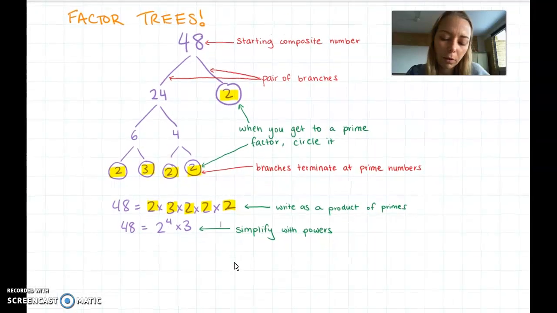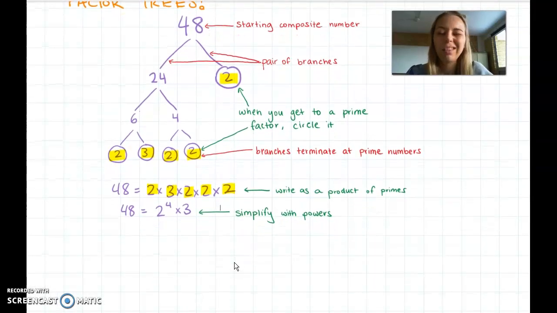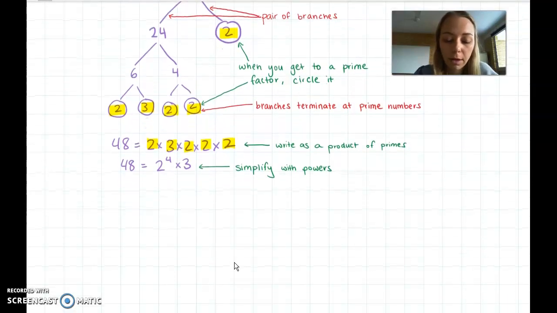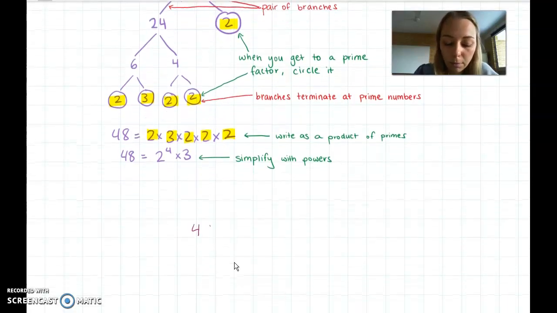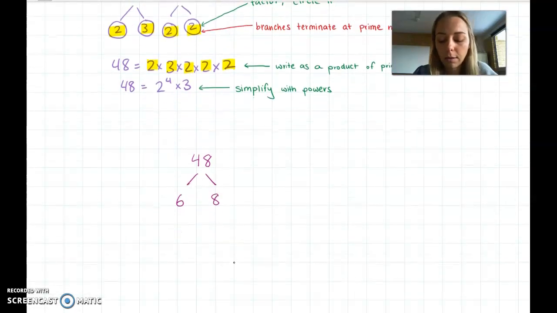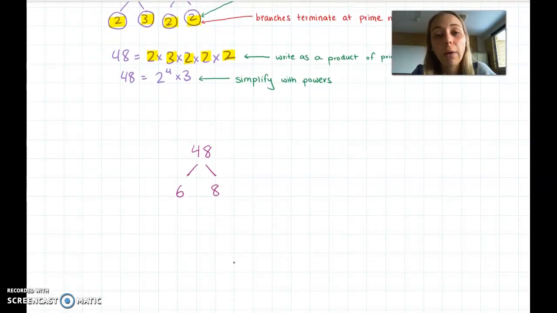Now, some of you may have thought up the top, oh, I probably wouldn't have divided 48 like that. Maybe you want to divide 48 with 6 and 8. Okay, that's fine. You can do it however you want to. The beautiful thing about a factor tree is that we will end up with the same answer. It doesn't matter how we get there, as long as your multiplication facts are correct.